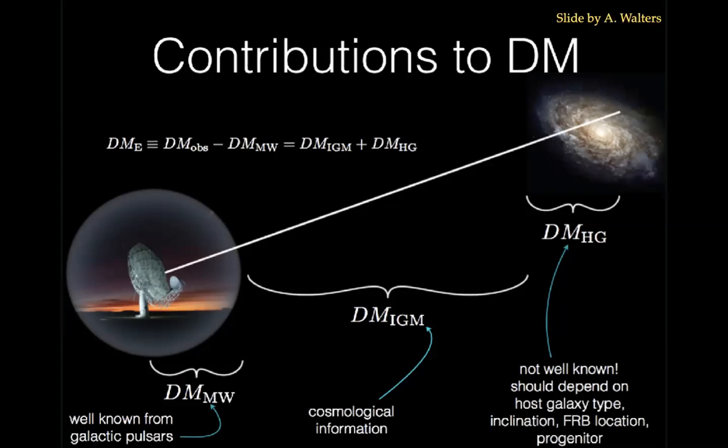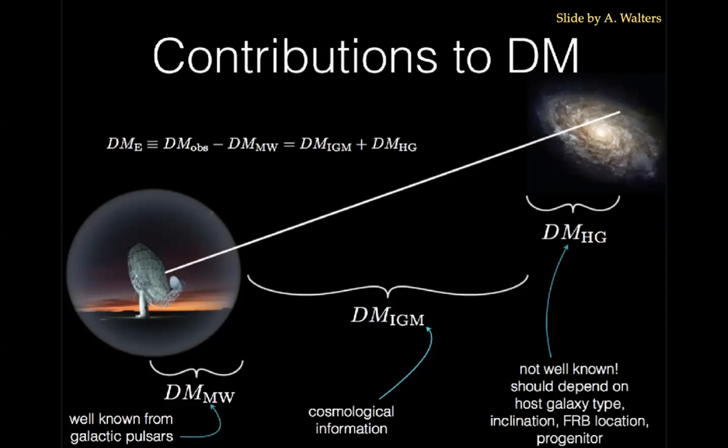The question is, if we want to use FRBs to probe the intergalactic medium, or probe the host galaxy plasma physics or progenitor scenario, we need to decompose the DM into DM IGM, DM host, and DM Milky Way. The Milky Way part is quite well known. We have pulsar data at different angles within the Milky Way, so we can use that to build a model of the Milky Way plasma distribution.